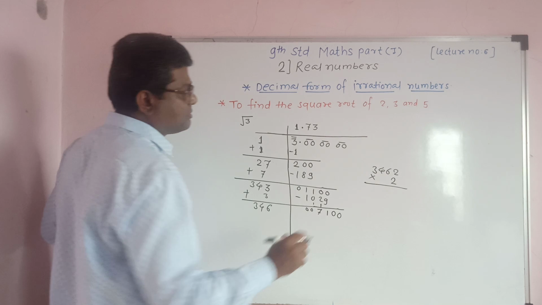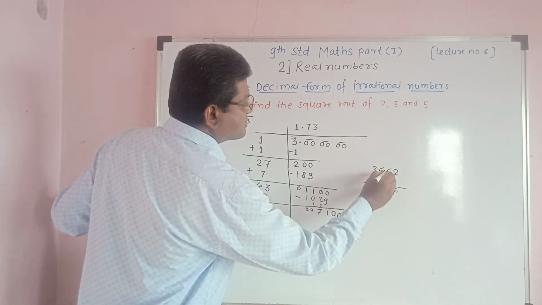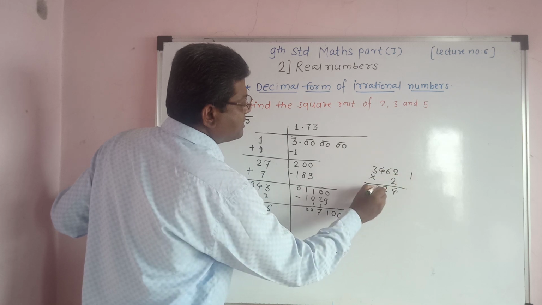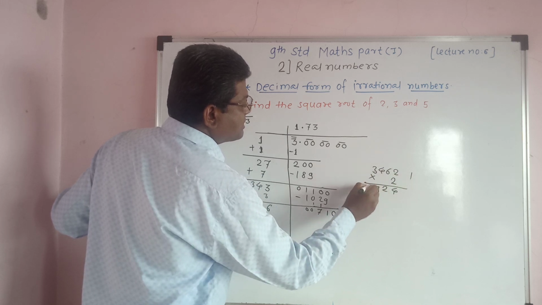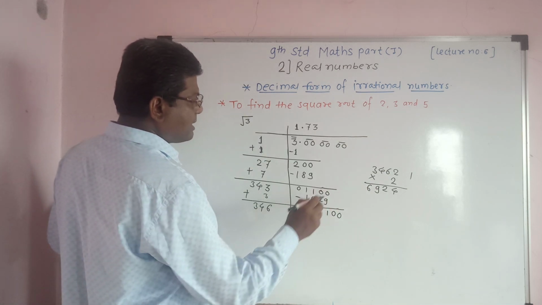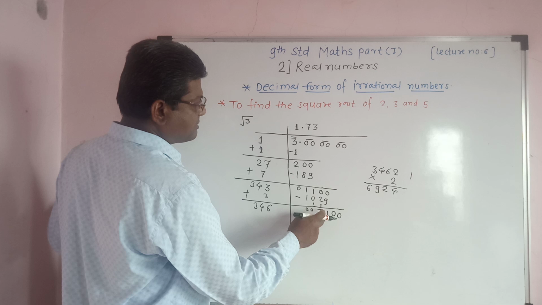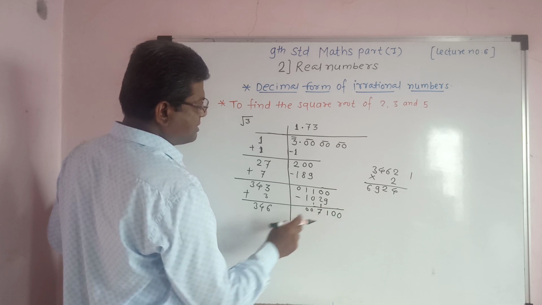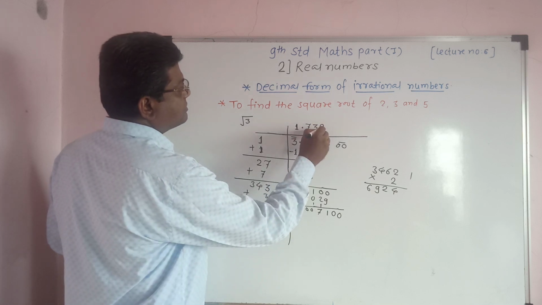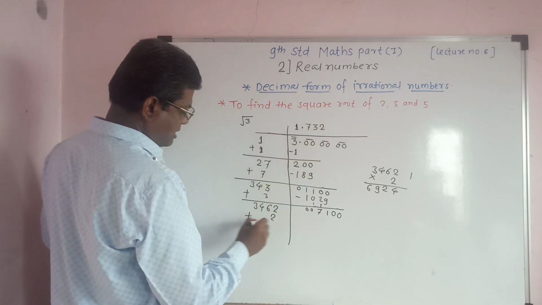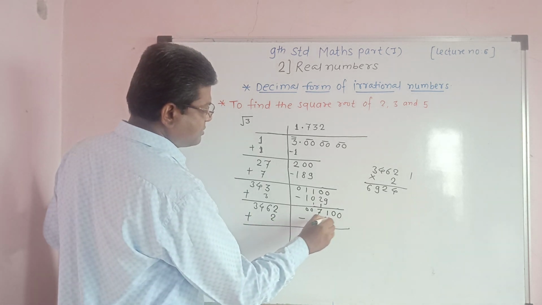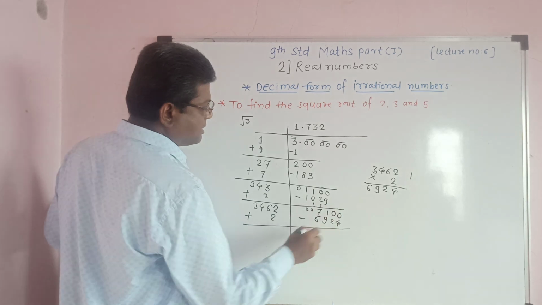Now 2 2s are 4, 2 6s are 12, carry 1, 2 4s are 8, 8 plus 1 is 9, 2 3s are 6. Therefore the number is 6924, and this number is less than this number and closer to this number. Therefore we take 2 here, the answer is 2, add 2 here and subtract 6924 from this number.